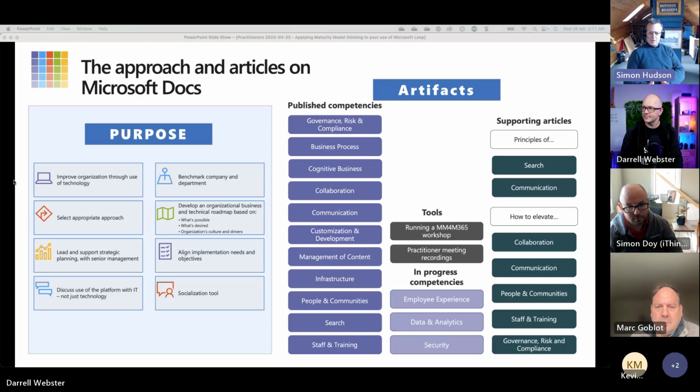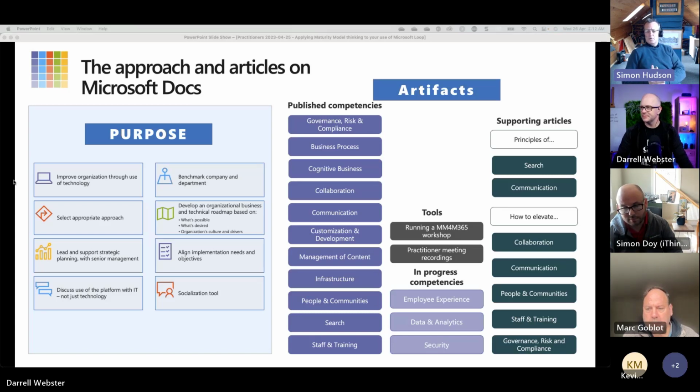We have a couple more in progress. They take a random amount of time. I've made some progress on the data analytics one in the last couple of weeks, but still at least a month away. Employee experience, something around that we're working on, and we really must get our fingers out and get the security competency worked on, because our security colleagues keep giving us a hard time about that.